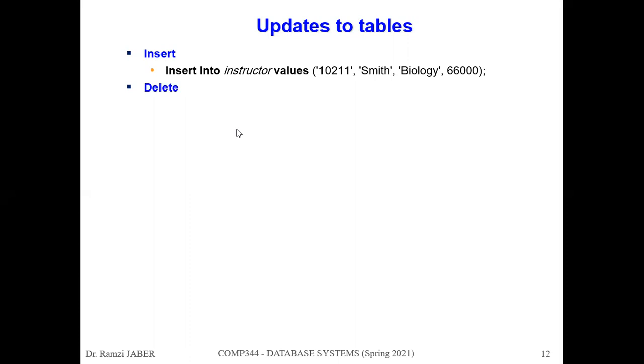Also, we can delete rows. So if we want to remove all the rows from the student relation, just make this statement: delete from student. Here, delete from table student will remove all the rows of the table student. So the table student will be empty.